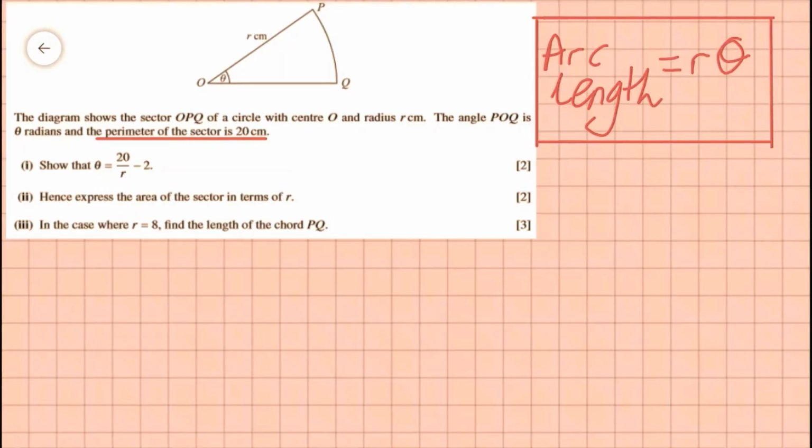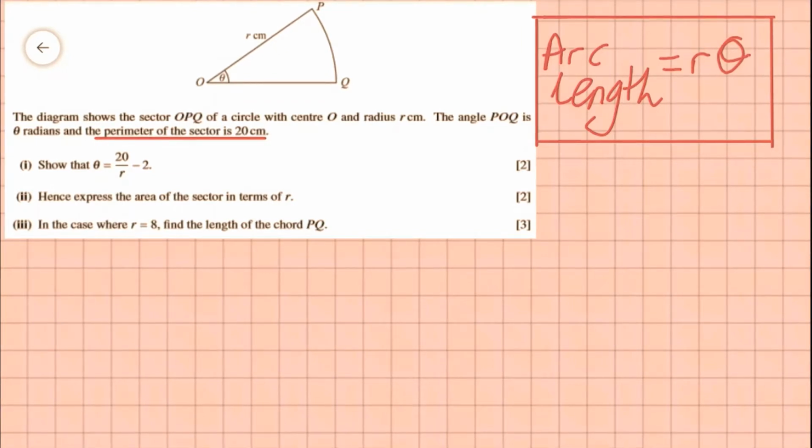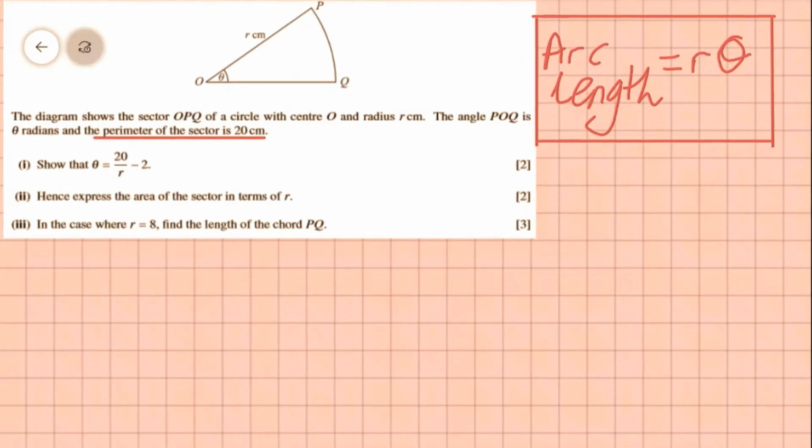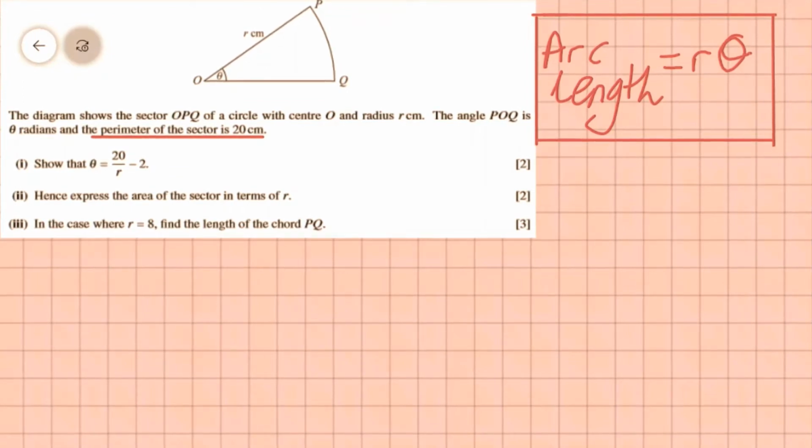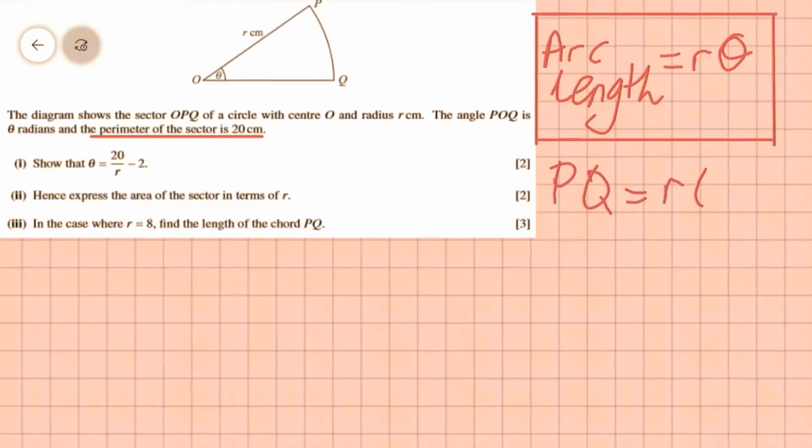Starting on looking at questions from past examination papers on sector measure. Now, that's the question we're going to do there. What I've underlined, the perimeter is equal to 20, is the important thing, right? So our formula here is finding the arc length, because that will help us find PQ. So we know PQ is going to be equal to our r theta, right?